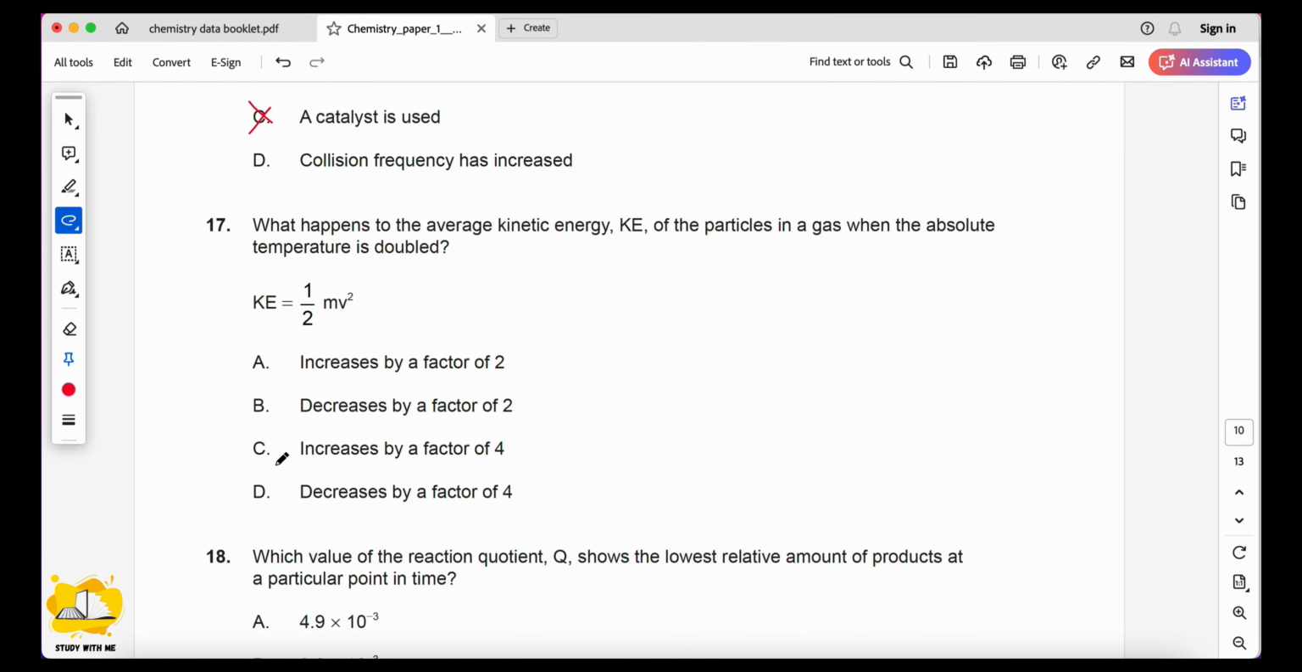What happens to the average kinetic energy of the particles in the gas when the absolute temperature is doubled? The average kinetic energy of the particles in a gas is directly proportional to the absolute temperature. Thus, when the absolute temperature is doubled, the average kinetic energy of the gas will also double.